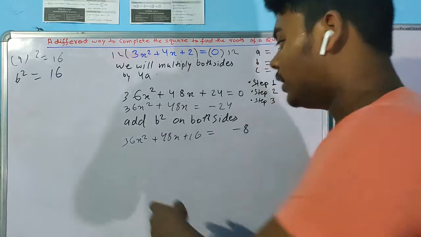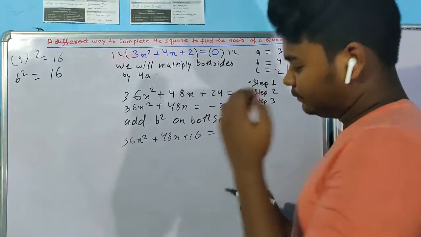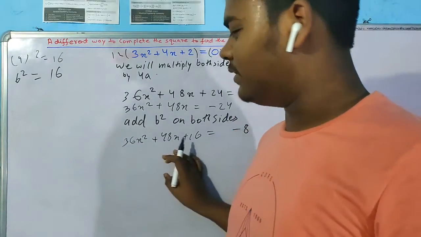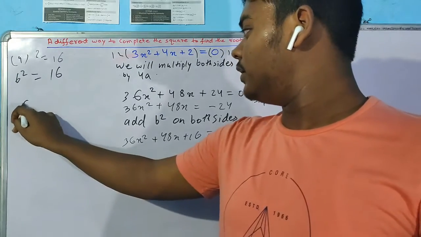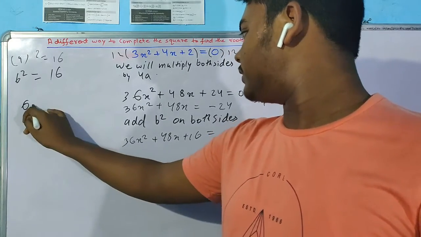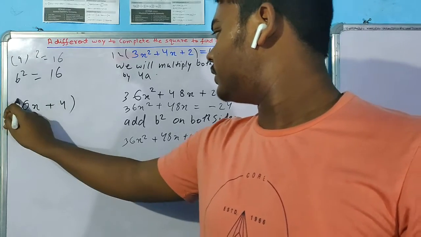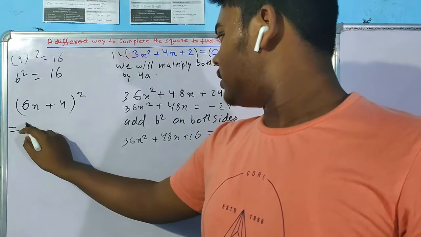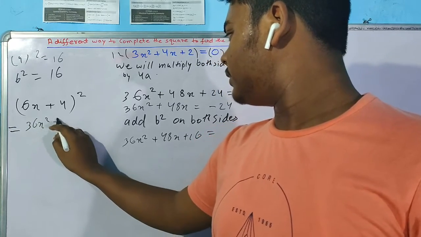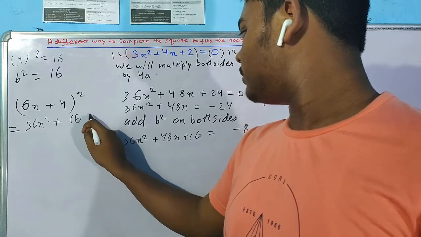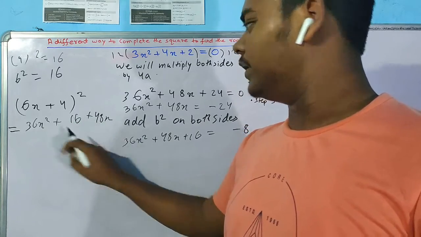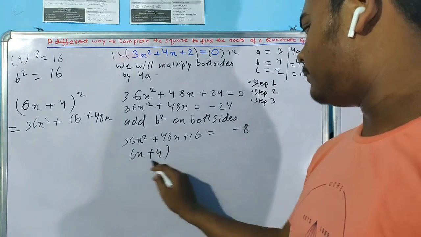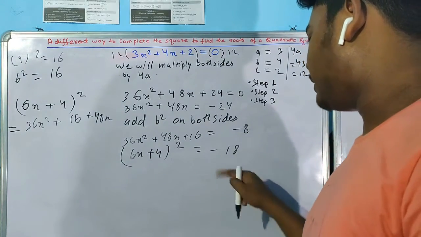Now we will see this equation, and we can see that this is nothing but the expanded form of 6x plus 4 whole square, because when we solve this we'll get this, right? So we can just write that down here, negative 8.